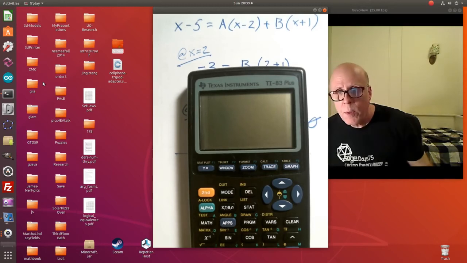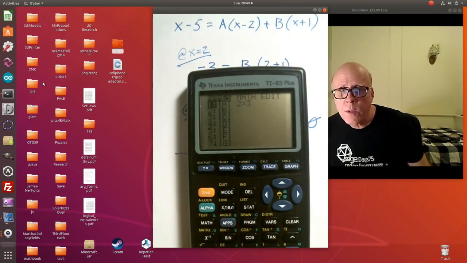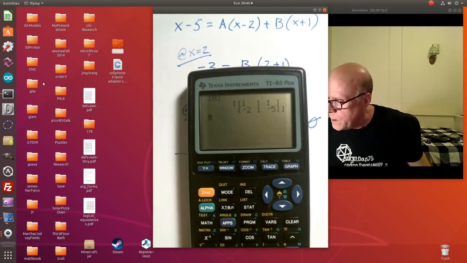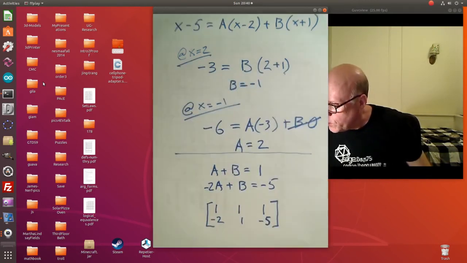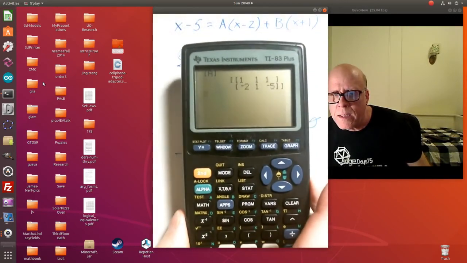When you're on the home screen, you can also use the matrix menu to do other things. First of all, I'm seeing the matrix A right now. And you just pull up its name and then hit enter and it'll display it. I'm going to double check the numbers. 1, 1, 1, and minus 2, 1, minus 5. Yeah, that's the right stuff.